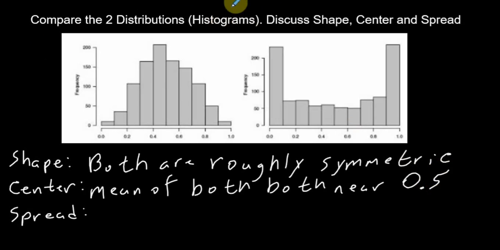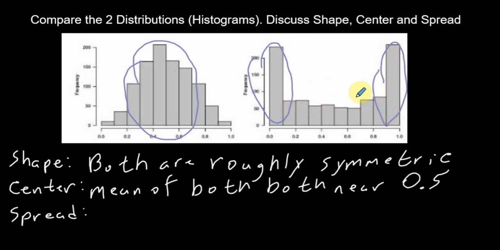All right, now for spread, we've got a big difference here. Whereas here, most of your data is right here in the middle. We don't have much on the fringes. It's not very spread out. Most of your data is from about 0.3 to about 0.7. Now this one, you have very little data in the middle and you've got a tall bar with a whole bunch on this end, and a whole bunch on this end. So this one is far more spread out. Most of your data is not clustered in the middle. It's spread out from end to end.